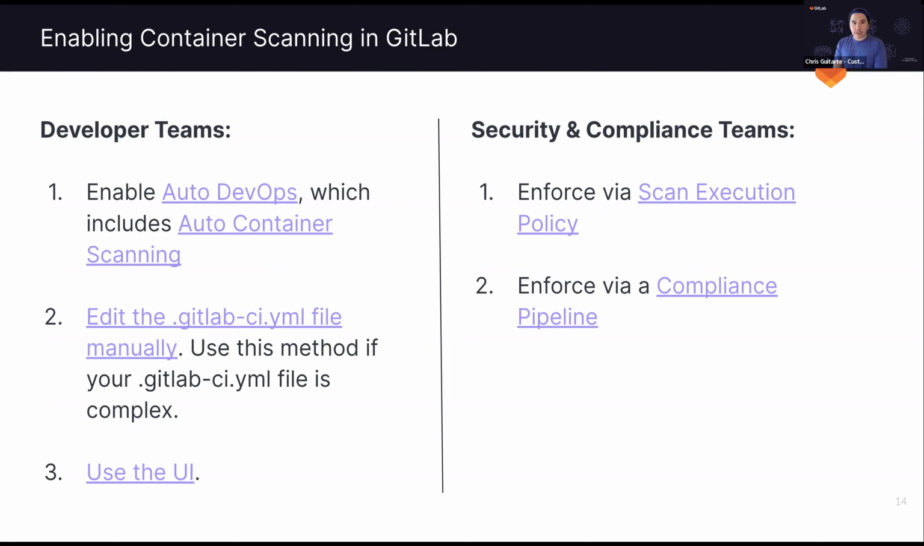And then finally, you can utilize the UI to simply add the appropriate snippet to enable container scanning to your GitLab CI YAML file. This is really useful if you're just getting started and haven't really built out a complex GitLab CI YAML file. So these are all for development teams that want to add this directly to their project's pipeline.